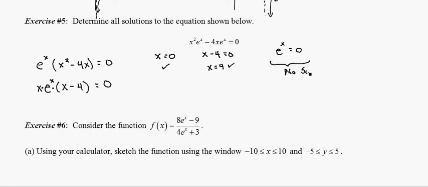The reason that y equals e to the x has a horizontal asymptote of y equals 0 is because of this fact. This is what gives us that horizontal asymptote of y equals 0 on y equals e to the x. We can't get past 0. We can't even get to 0. All right? So only two solutions, 0 and 4.